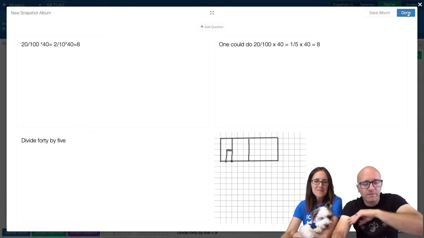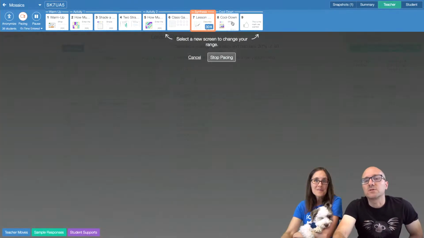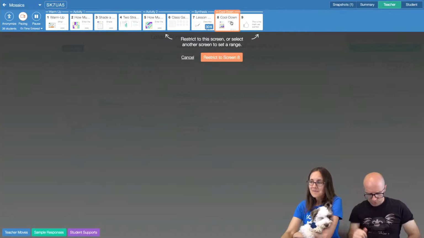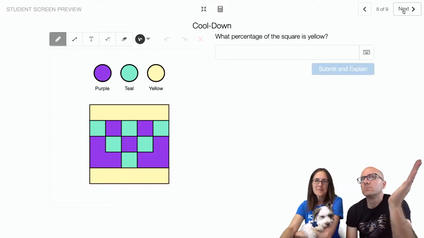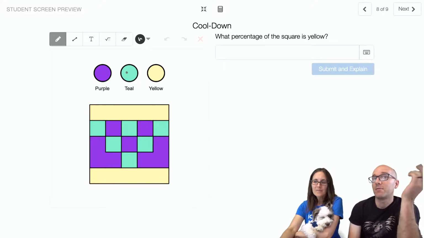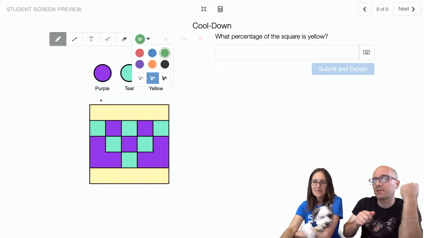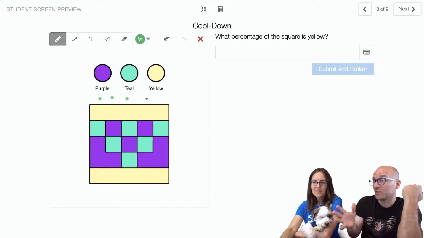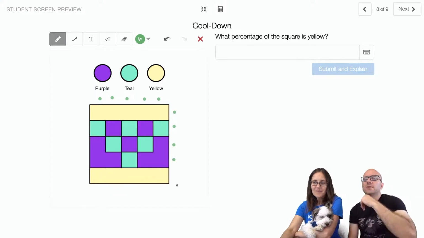Didn't quite finish. All right, it is time to do our last 2 screens. We've got a cool down problem. Cool down. All right, so just what percentage of the square is yellow? And my guess is by this point we might not even need to write anything down. Some of us might even be able to do this in our heads, but take a minute and see if you can do it.